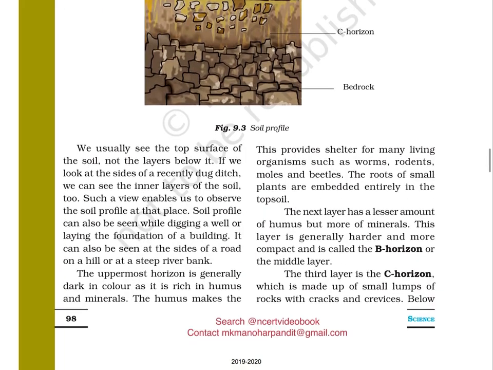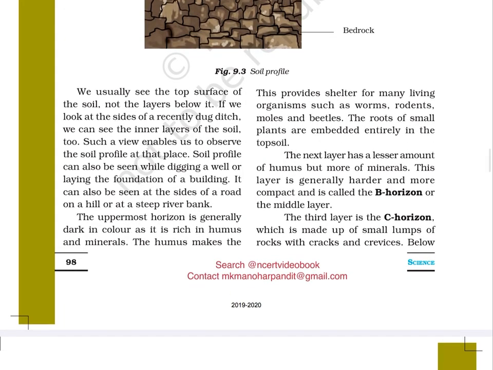This provides shelter for many living organisms such as worms, rodents, moles, and beetles. The roots of small plants are embedded entirely in the topsoil. The next layer has a lesser amount of humus, but more of minerals. This layer is generally harder and more compact and is called the B horizon or the middle layer.